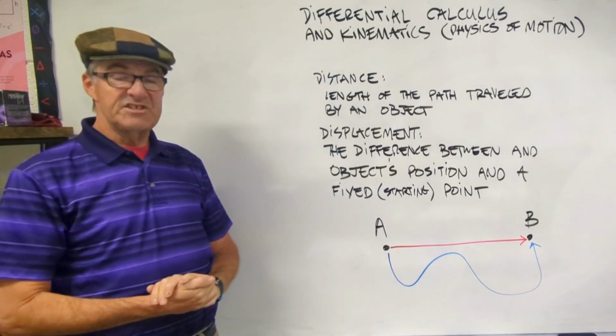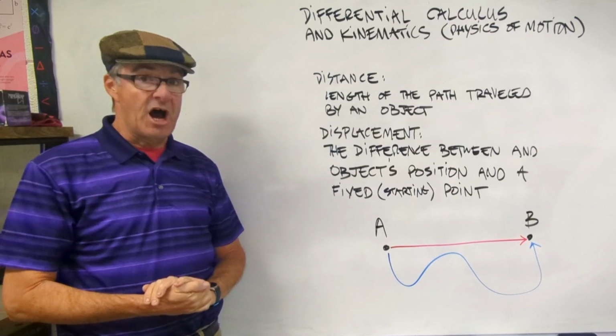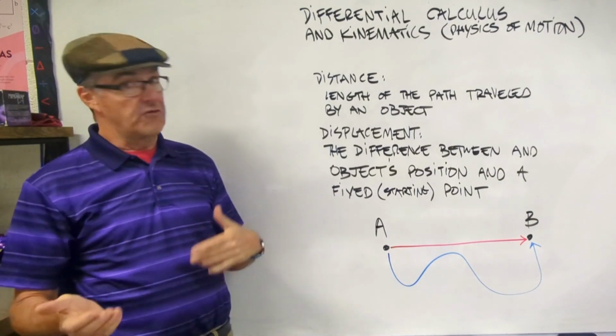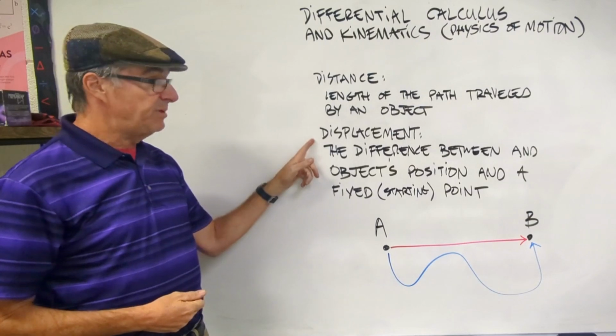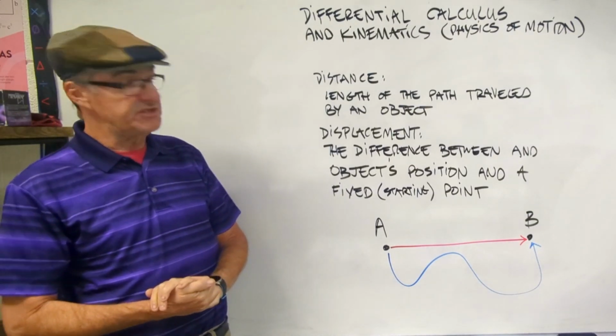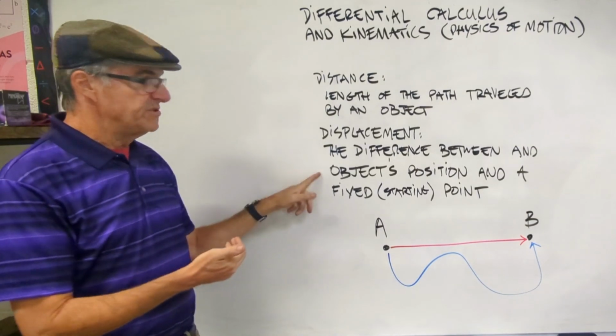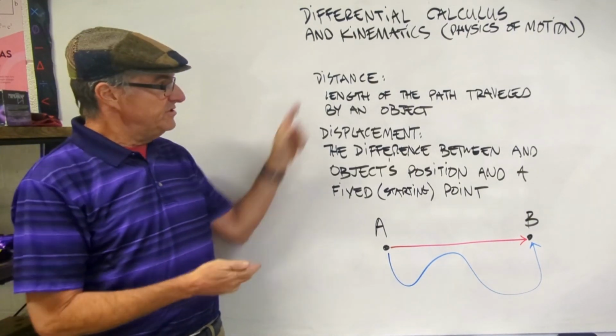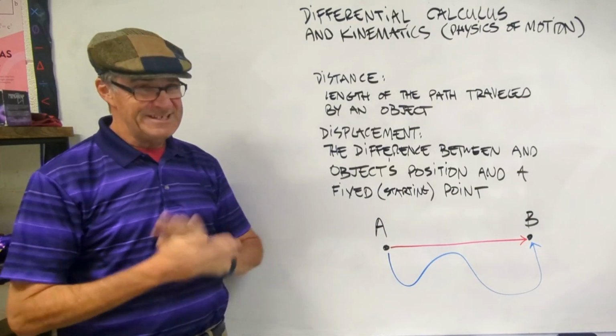Distance. That's the length of the path that an object has traveled. So that could be any kind of a path to go from A to B. Displacement is the difference between the ending point and a starting point, or a current position and another fixed position. So these two terms seem similar, but they definitely are different.